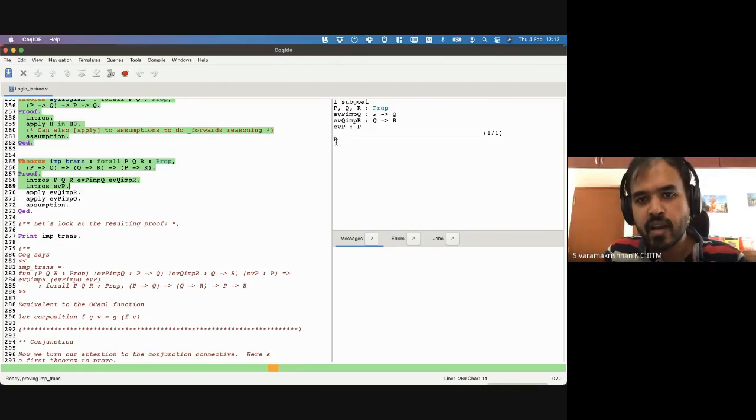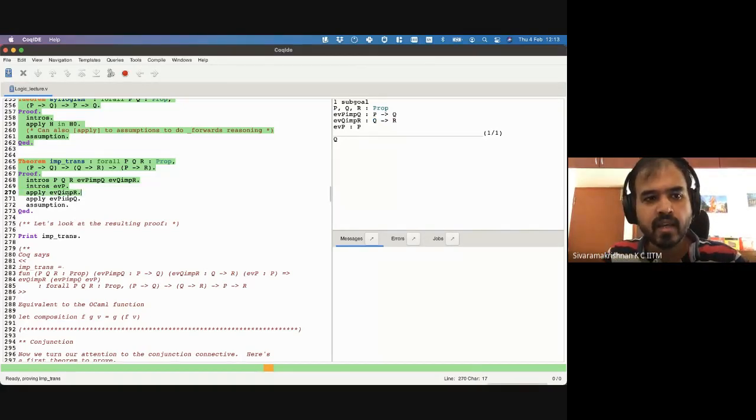So we need to show R, right? And we have these things as assumptions. So if you look at this, given P, I can go to Q, given Q, I can go to R and I can show this. Or you can do the backwards reasoning as we saw earlier. I need to show R. So instead of showing R directly, because I have Q implies R, I will try to show Q.